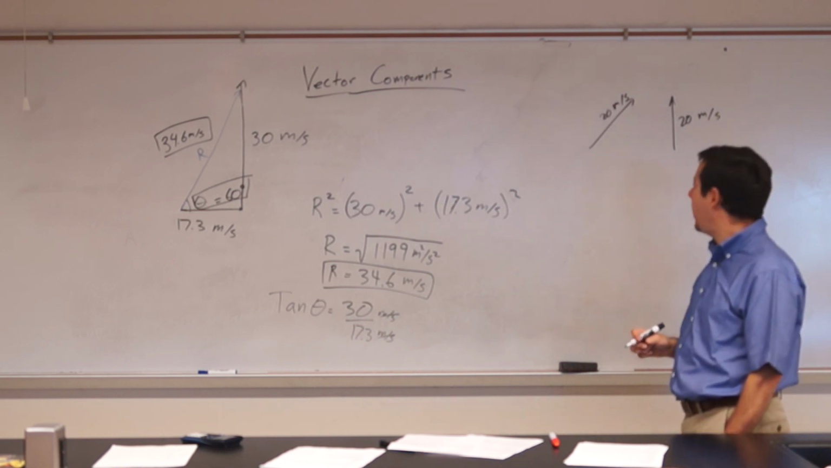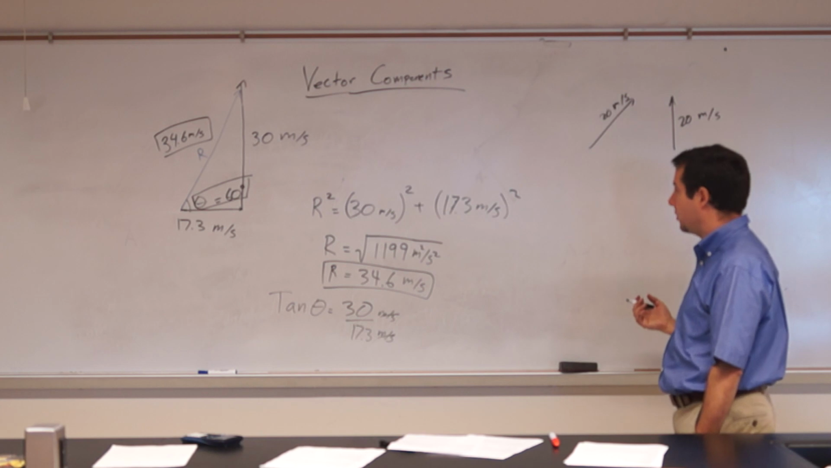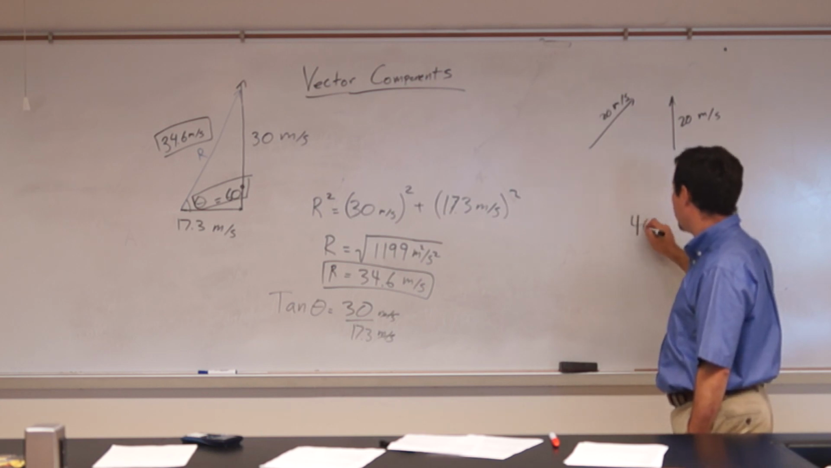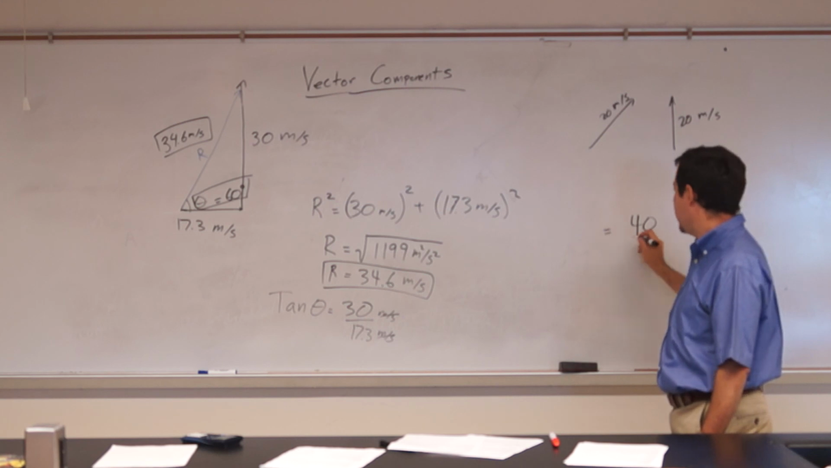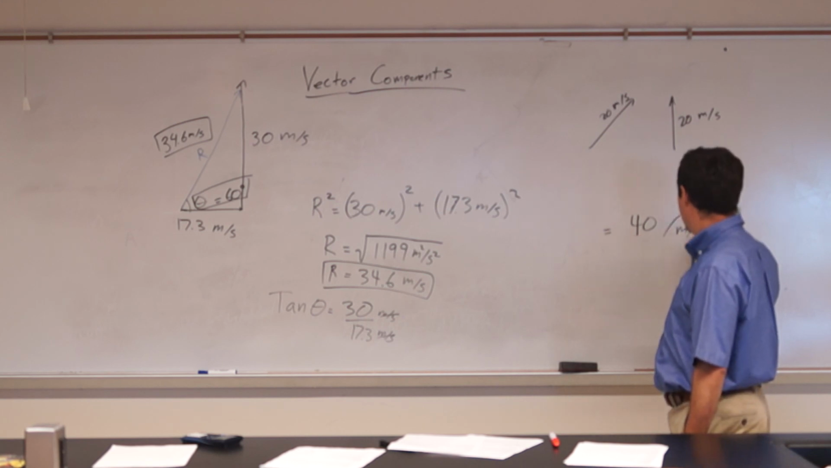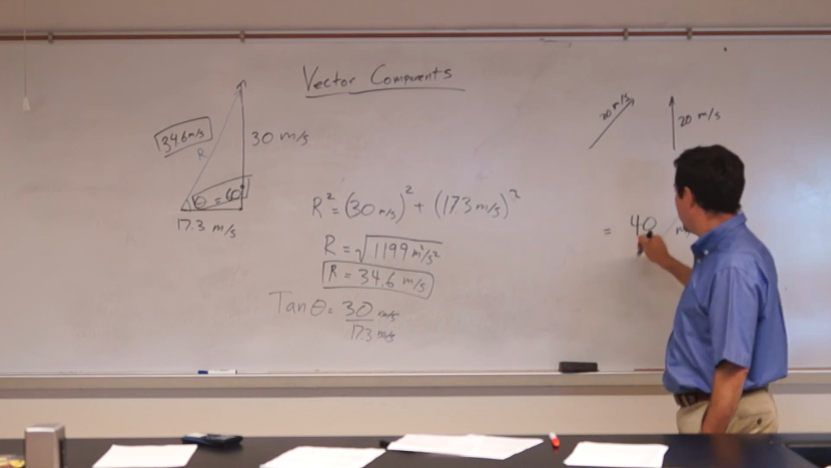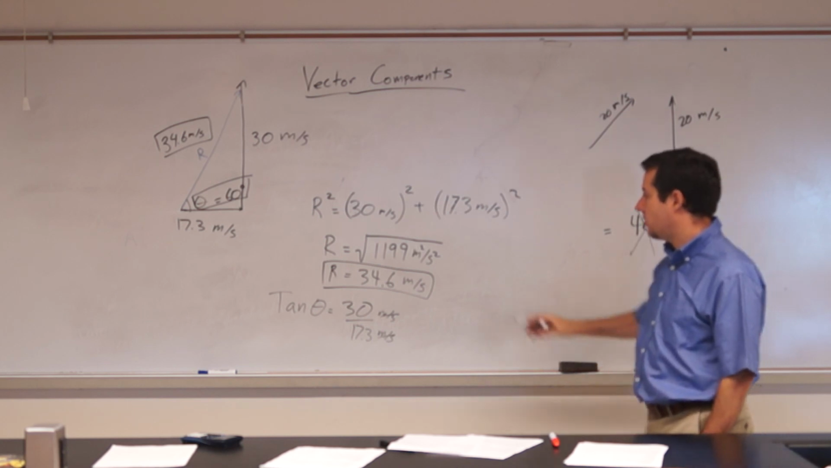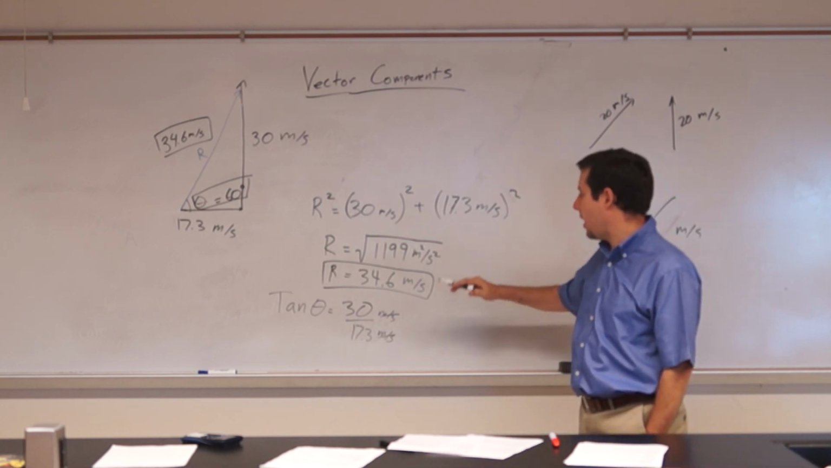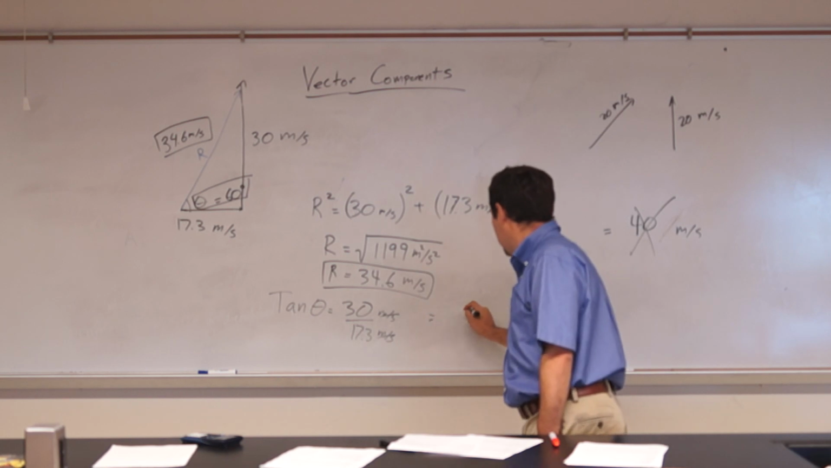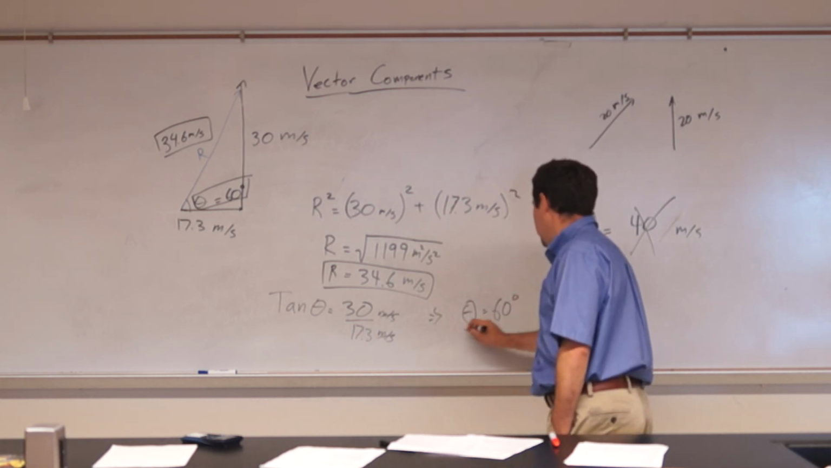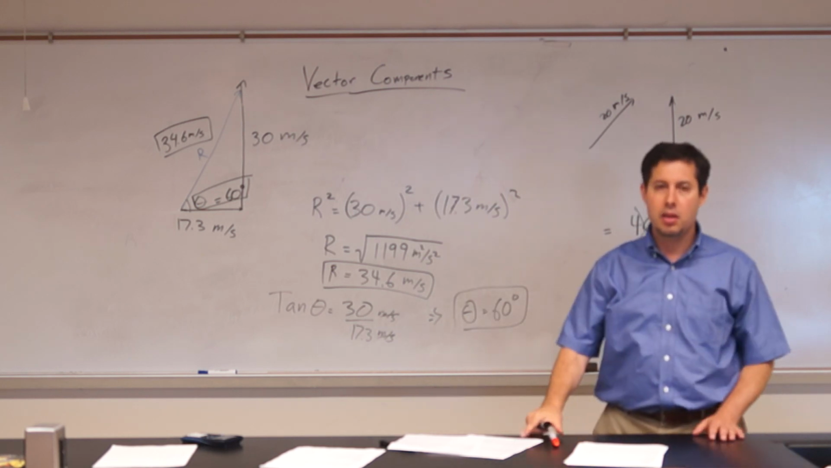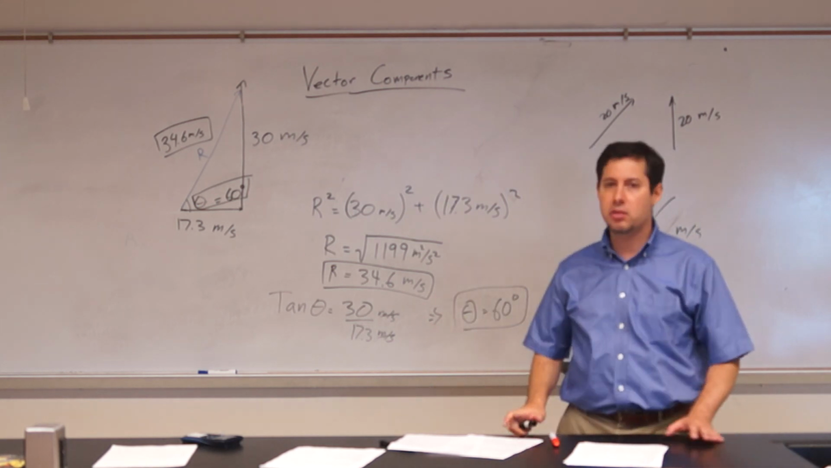And I ask you to find the value of the resultant, for example, and you tell me it's 40. 20 plus 20 is 40. In this case, 20 plus 20 is not 40. 20 plus 20 is actually 34.6 at an angle. So that gives you theta is equal to an angle of 60 degrees. That is the end of the vector component video.